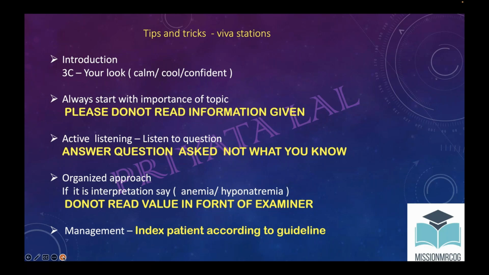Sometimes students will read out the values: hemoglobin is 7, potassium is 3.2. Please don't do that in the exam, because the examiner knows the values. They are looking for interpretation. So you can say, I can see the patient is anemic, I can see she is having hypokalemia. So do that. And apart from this, whenever you manage the patient, it is not a whole guideline recitation they want from you. From one guideline you might use 2 or 3 lines, but that much is the knowledge that is required.